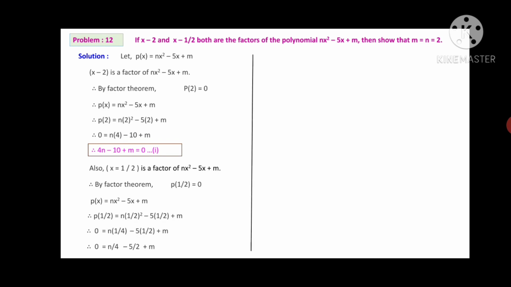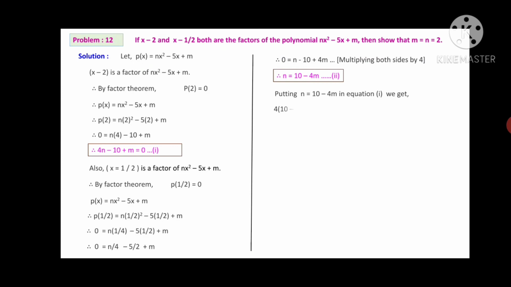Therefore, we can write that 0 is equal to n minus 10 plus 4m, multiplying both sides by 4. Therefore, you will get n is equal to 10 minus 4m, second equation. Now, in this second equation, the value of n is equal to 10 minus 4m. We substitute in equation 1. Therefore, we will be getting that 4 into (10 minus 4m) minus 10 plus m is equal to 0.